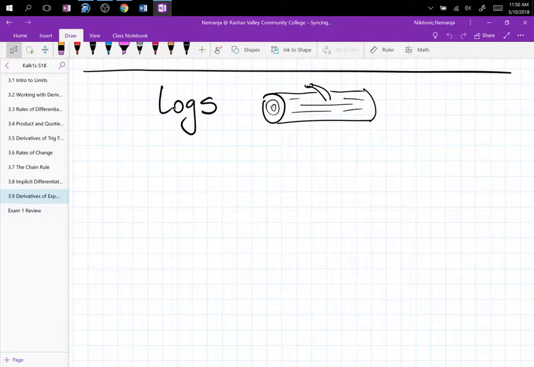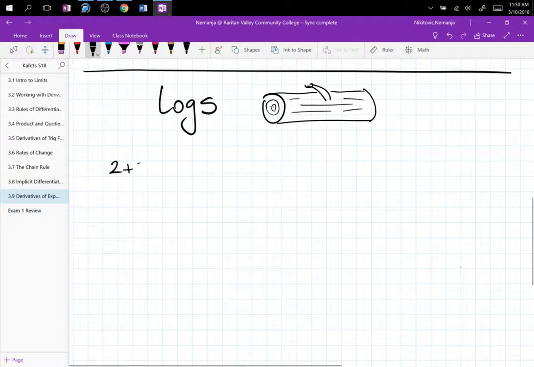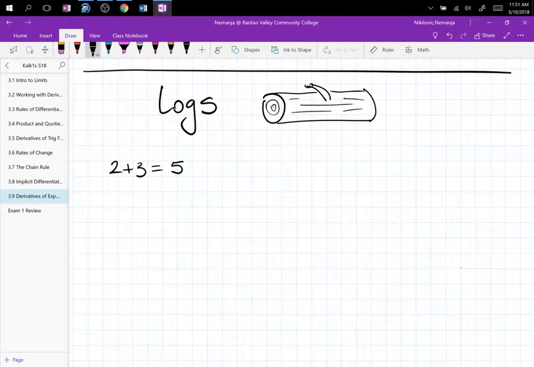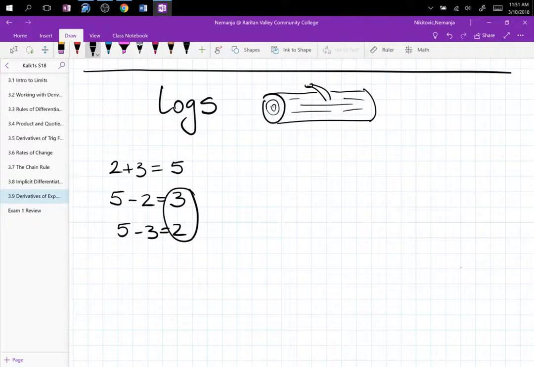But let's see. I have some questions. How much is 2 plus 3? Crickets, as I say. Thank you very much. One person that knew this. Now, if I want to undo addition, how much is 5 minus 2? And how much is 5 minus 3? So I'm able to recover both of these values from 2 plus 3 is 5.